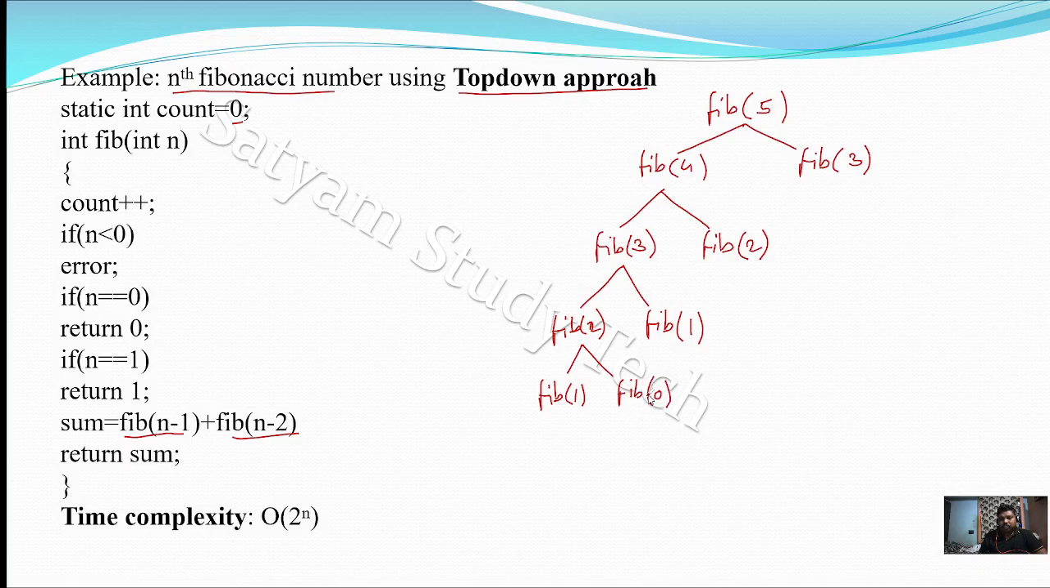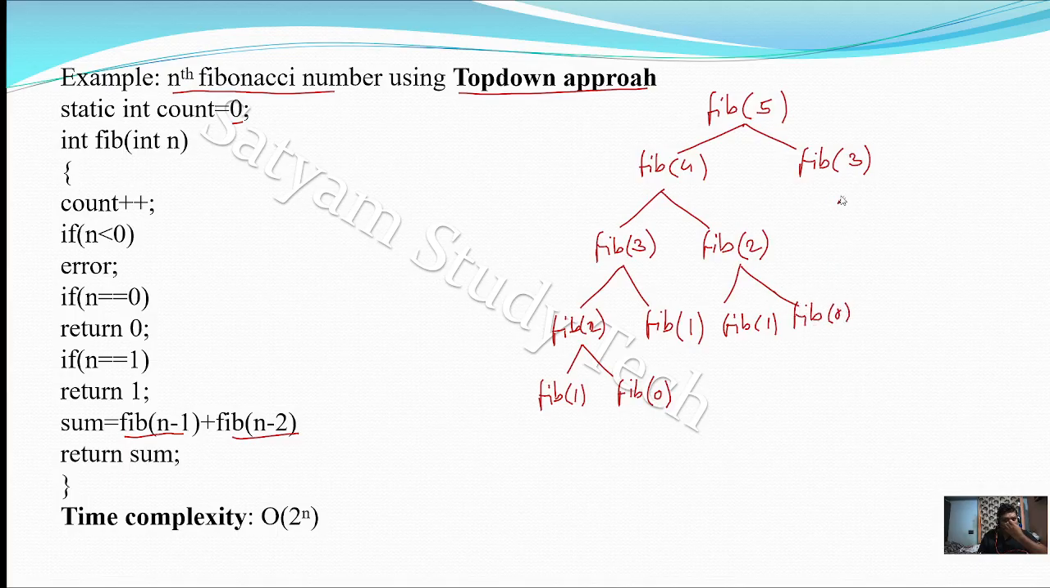that is 0. Here if n is 1, you can directly return 1. Now here also fib of 2 appears, so fib of n minus 1 is fib of 1 and fib of n minus 2 is fib of 0.